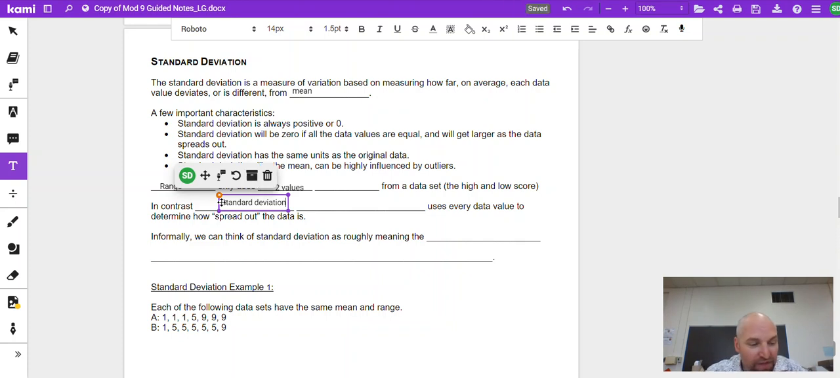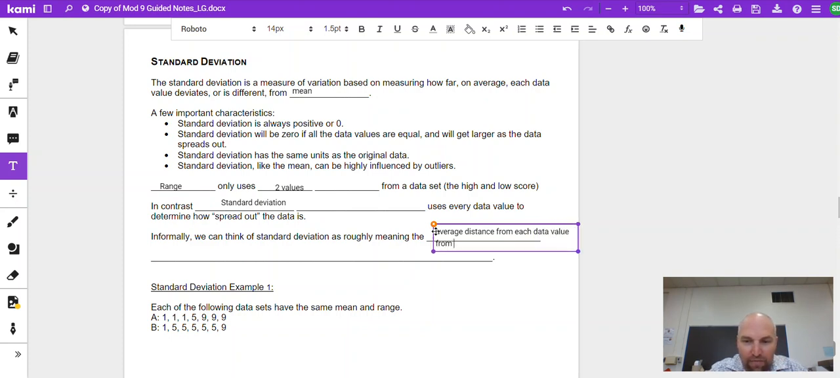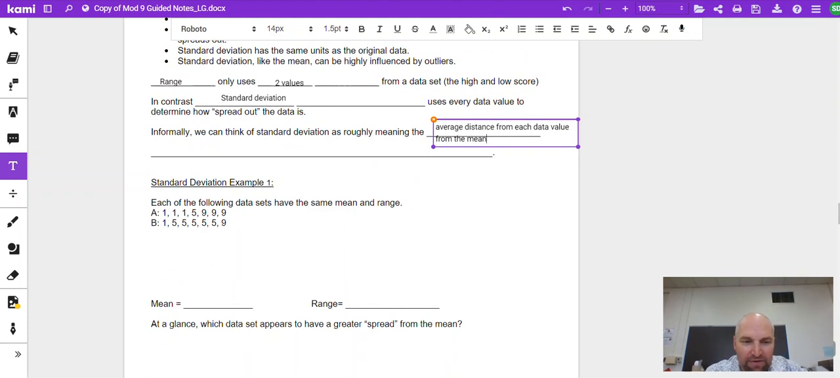So you can think of standard deviation as roughly meaning the average distance of each data value from the mean. So how far it is from the average, so it's dictated by the average. There's lots of easy ways to do this.